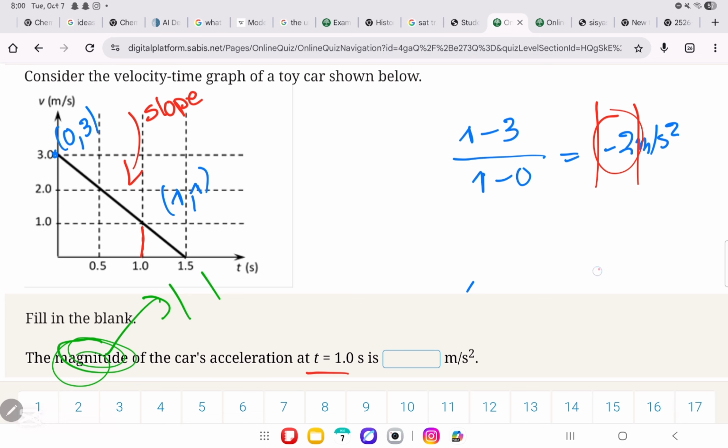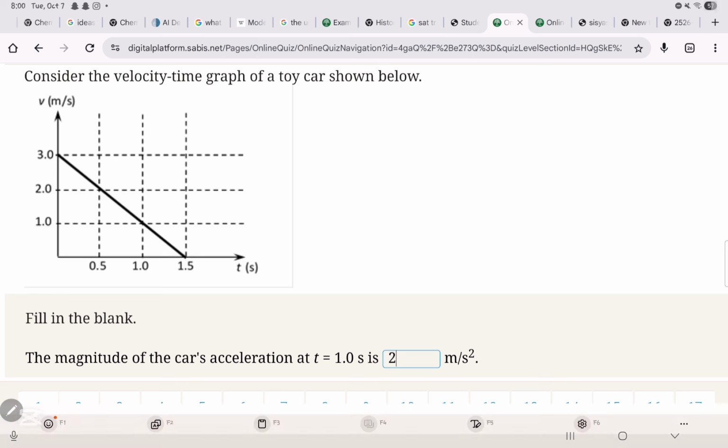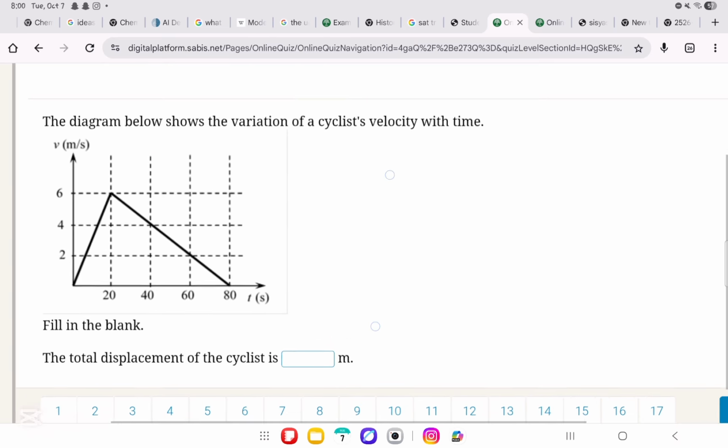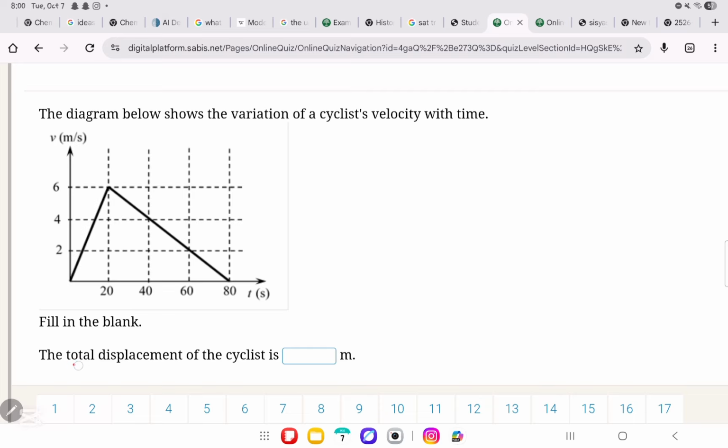Let's go on to 21. What do they want? They want the total displacement of the cyclist. So, how do we find the total displacement again? It's the area of our graph. So, it's a right triangle. We're just going to do base times height. So, the base in this scenario is 80 times the height, which is 6, divided by 2. What is 80 times 6 divided by 2? That's going to be 240.